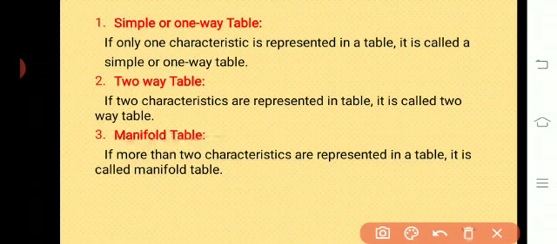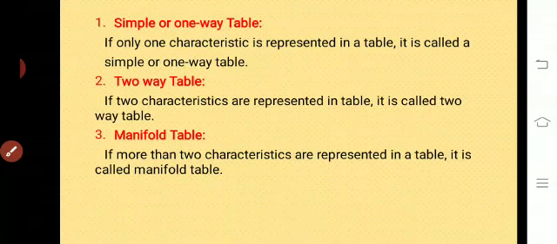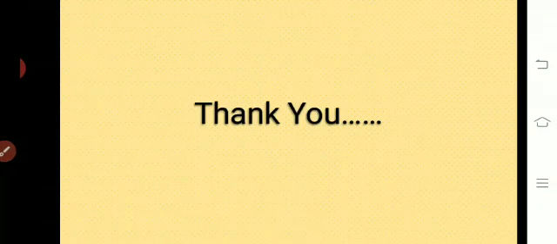So these are some points we have to consider in tabulation. This is the theory part in the tabulation. Next class we will solve examples on this tabulation.